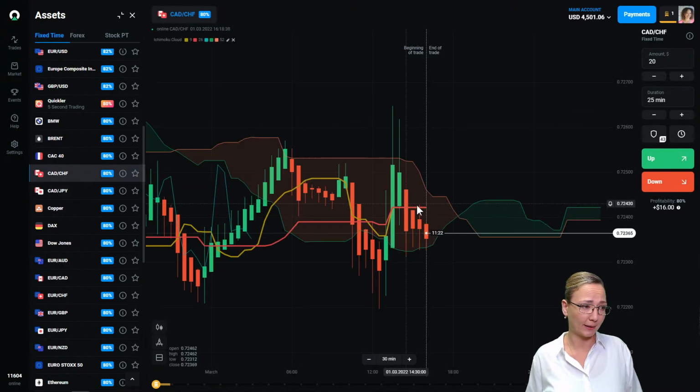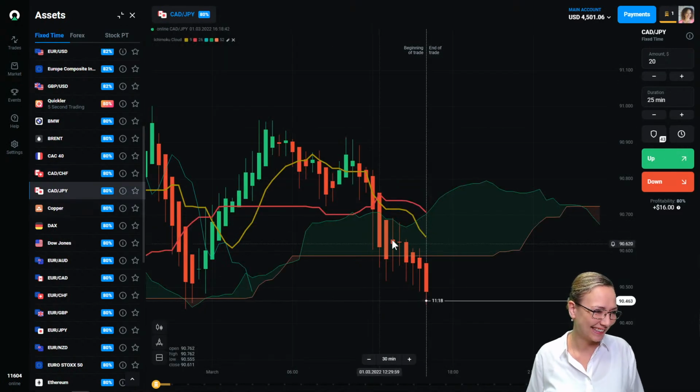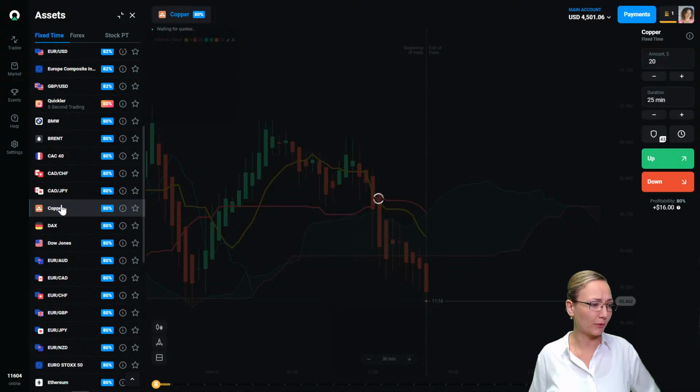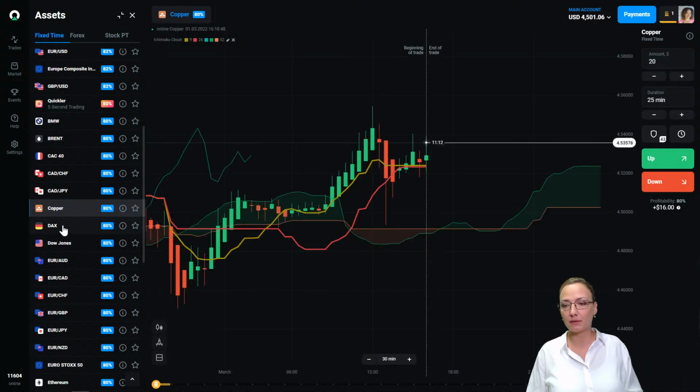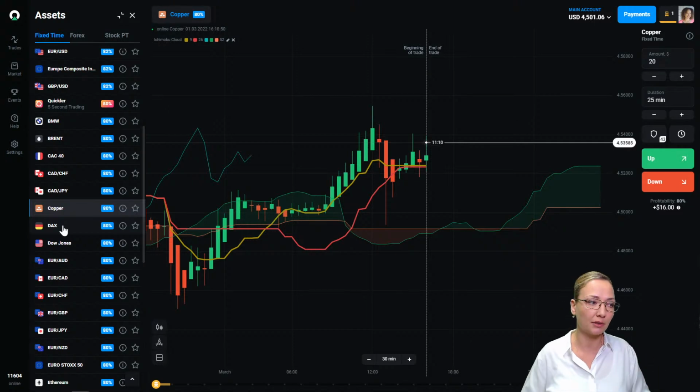Just straight flat. Look at that. Both lines are just intertwined together in one. That would have been beautiful. But it's very important for me to get the information across so that you can understand and that you understand how to use this strategy.